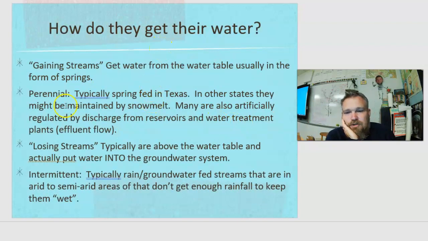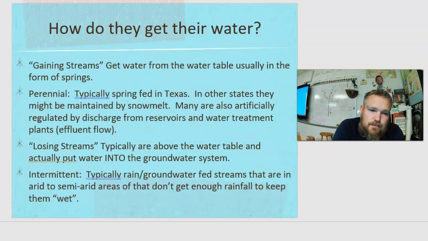Then how do those streams get their water? There's two types of water inputs, or how water stays in streams, I guess. You could have gaining streams, which are usually your perennial streams, but they always have water in the stream bed, and that's because their stream channel dips below the water table. And there's always water in the stream.